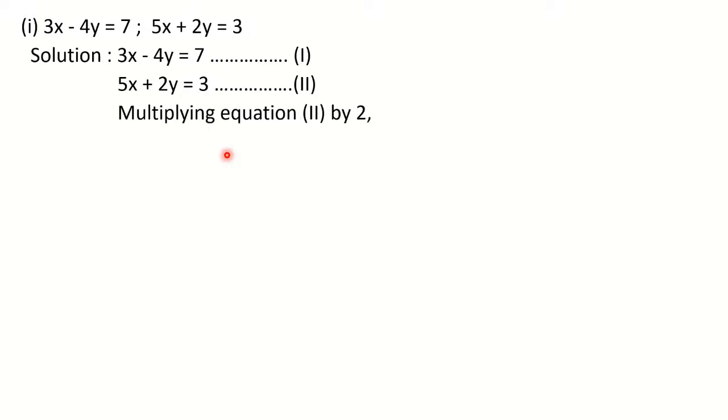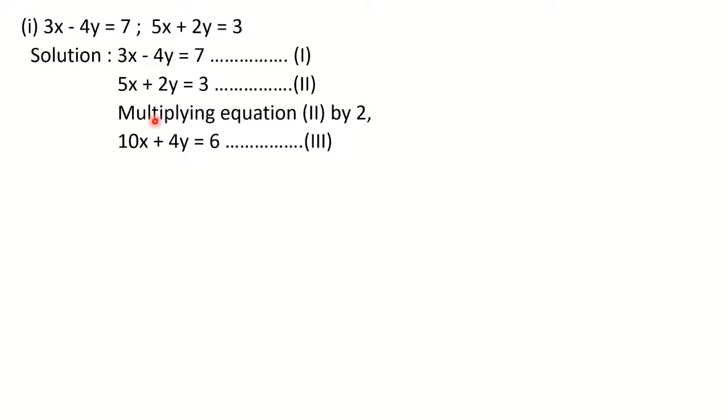Multiplying equation 2 by 2, you have to multiply each and every term. 2 into 5x is 10x. 2 into 2y is 4y. And 2 into 3 is 6. So this is the new equation for you: 10x plus 4y is equal to 6. Number this as 3. So we have equated the coefficients here.